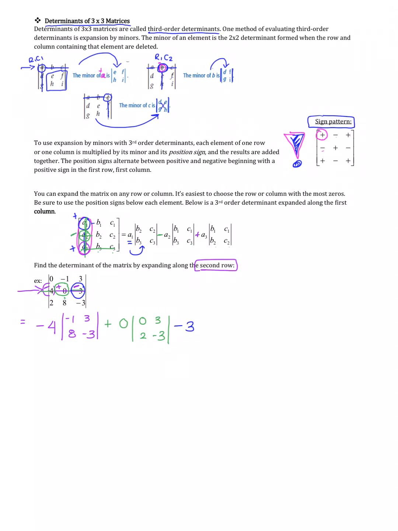If you didn't have those signs below, you would have said +3. So it's really important you know that the signs alternate behind those elements. So when I cross out its row and its column, I've got 0, -1, 2, 8. So now I'm ready to find my determinant.